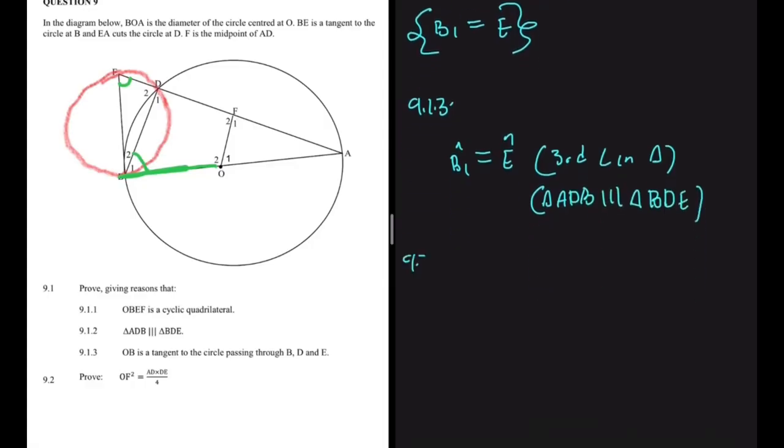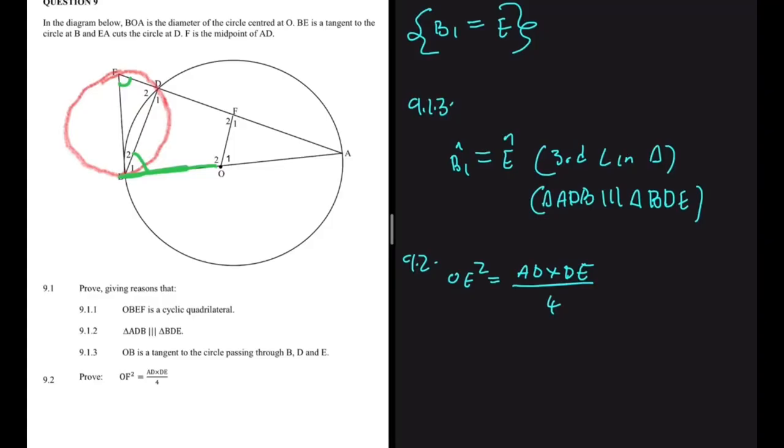So 9.2 says let's prove that OF squared is equal to AD multiplied by DE divided by 4. As soon as you see a question asking you to prove something like this, it's either you have parallel lines or you have similar triangles. If you have parallel lines, then you can play with the sides. If you have similar triangles, then you can play with the sides, right? So clearly here, we have similar triangles, so we're going to use them. If we had parallel lines, we would use the parallel lines. We know fully well our theorems.